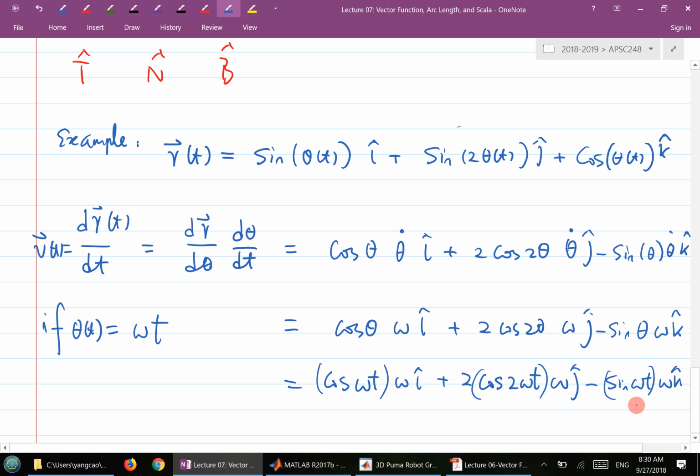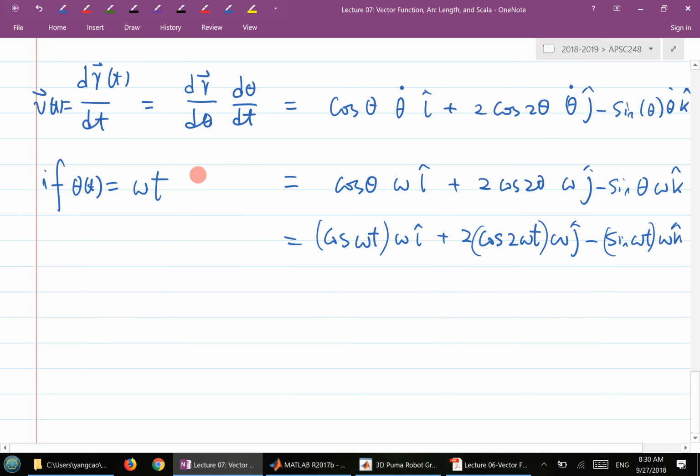So derivatives and integrals of a vector function really just involve derivatives and integrals of a scalar function, because you're literally taking derivatives or integrals of the components of that vector function. So not much difference. Any questions so far? All good? Okay. So let's continue now to a different concept.